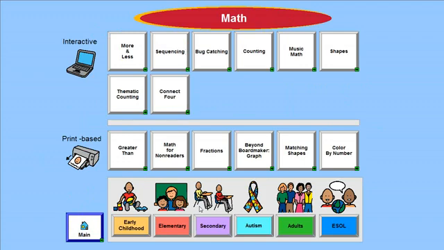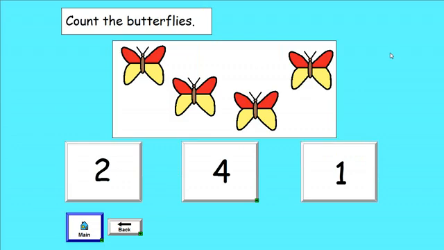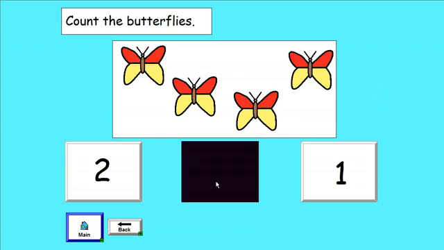And a math activity, maths, if we do more and less, sequencing, counting. That's the one. Counting. So here we've just got some options to choose from, which number is correct after counting the butterflies. If we choose an incorrect one, "No, there is not one butterfly, try again." But if we get it correct, "Super, there are 4 butterflies."